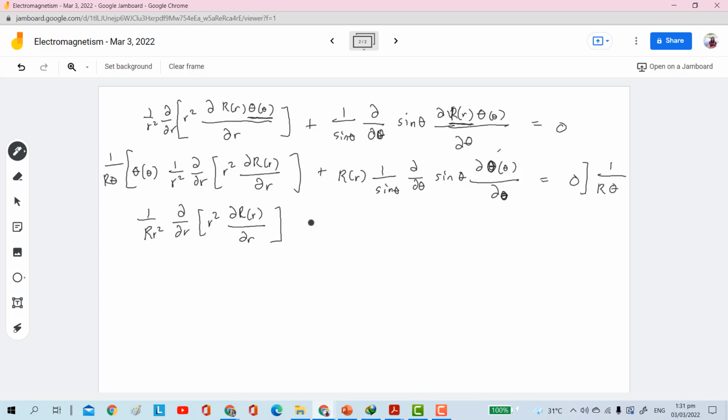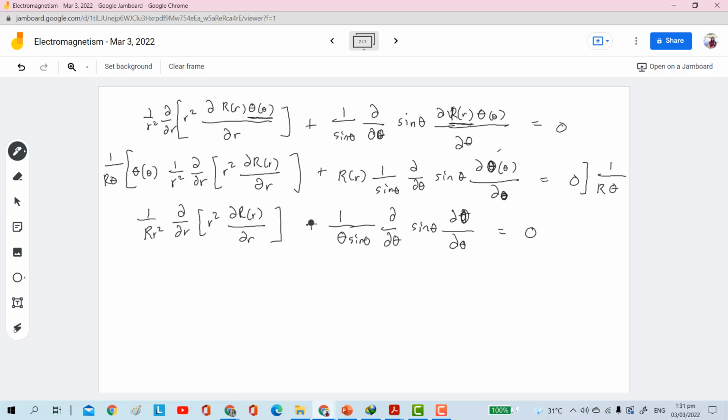Okay. And then here, this r will be cancelled out. So what is left is 1 over theta, sine theta. So we just combine it, no? 1 over theta, this theta here, multiplied by sine theta, and then partial derivative of sine theta d theta. This is capital theta over d theta. Okay. And this is equal to 0.